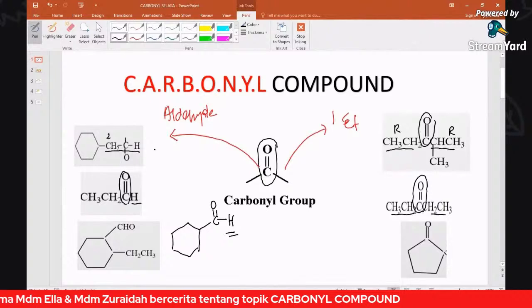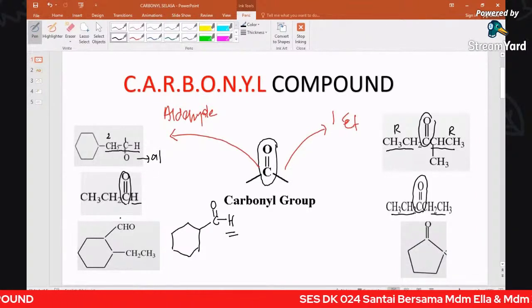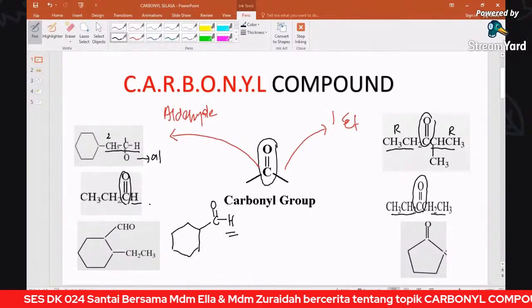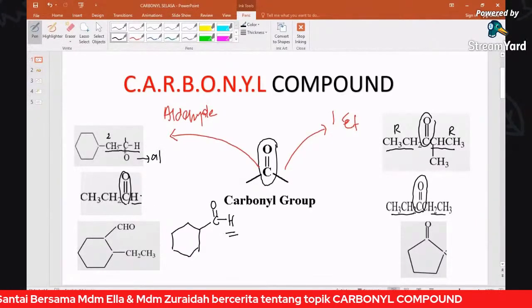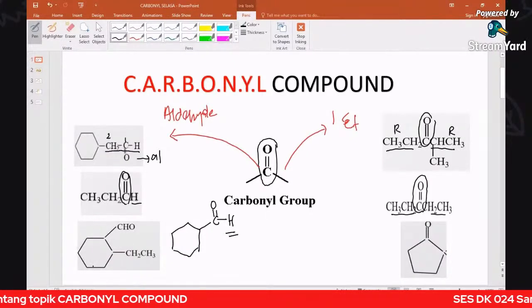The suffix for the alkane will change to "-al", because that is aldehyde. Here we have 1, 2, 3, so this one is propanal, because we have 3 carbons, and a hydrogen next to the carbonyl carbon. And this one is cyclohexane.